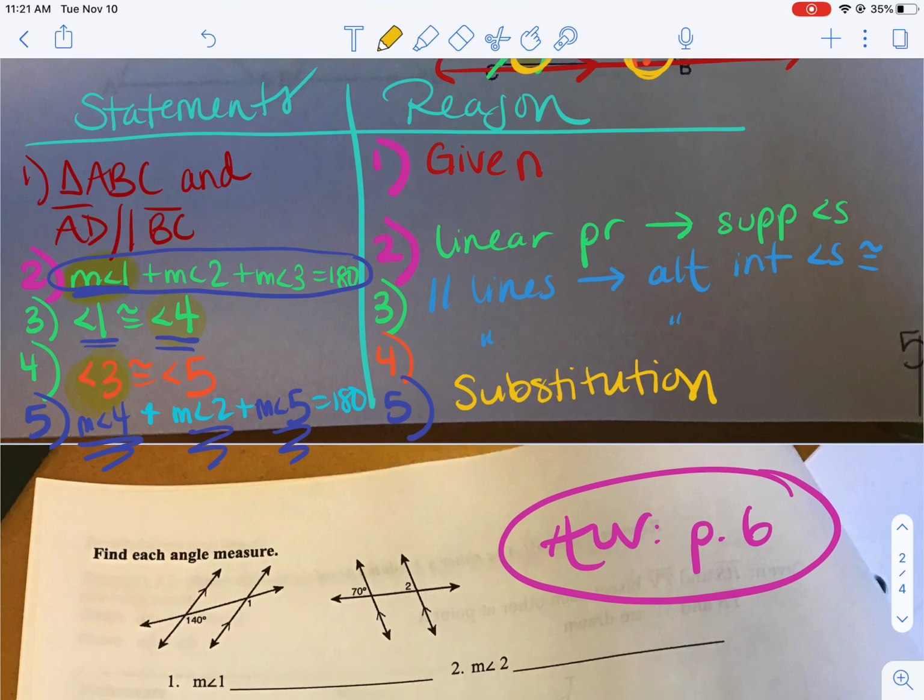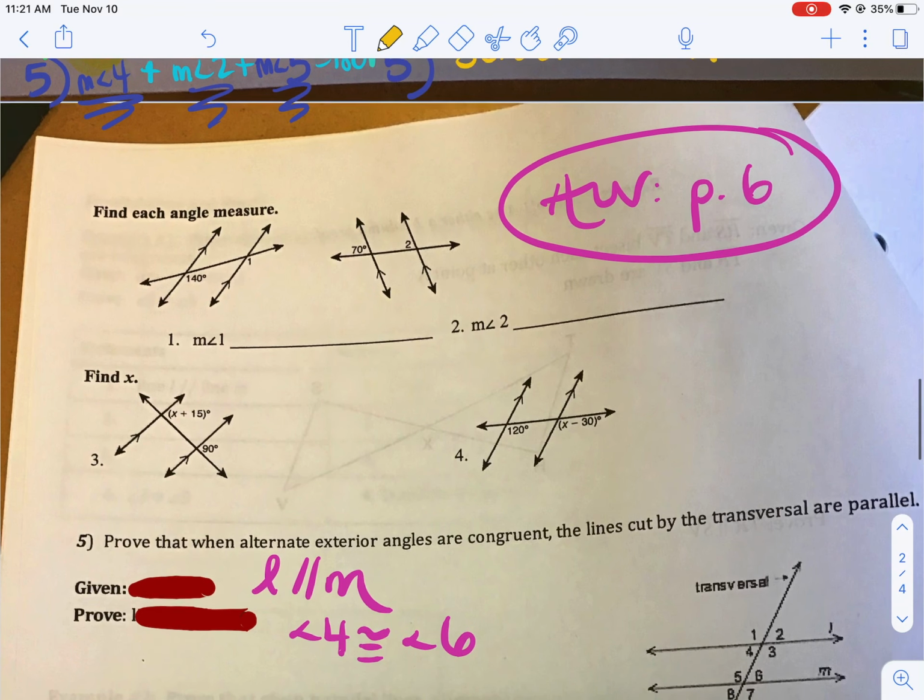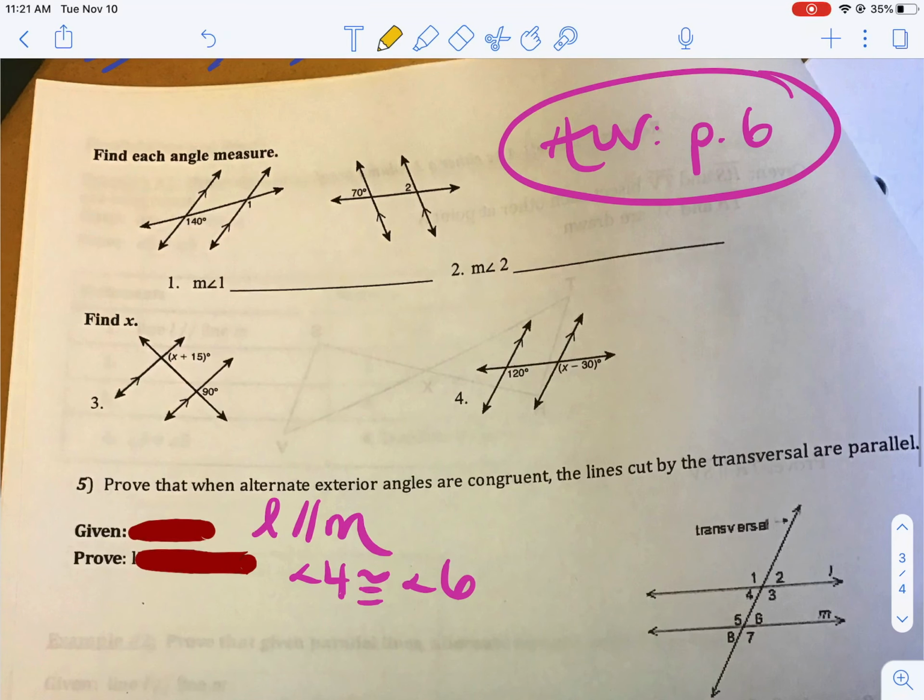Great job being focused. You have a homework assignment on page 6, and we're going to ask you to change something really quick in your notes. Please definitely try 1, 2, 3, and 4. This is a review of all those kinds of angles that we've talked about before: alternate interior, alternate exterior, right?